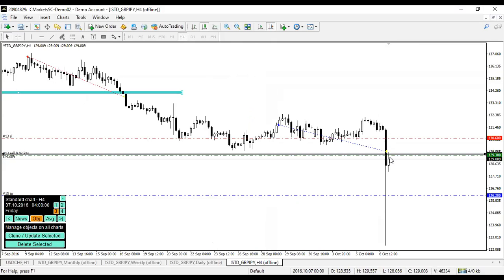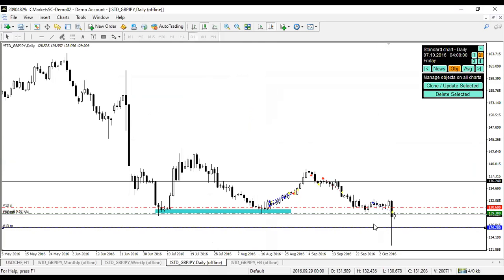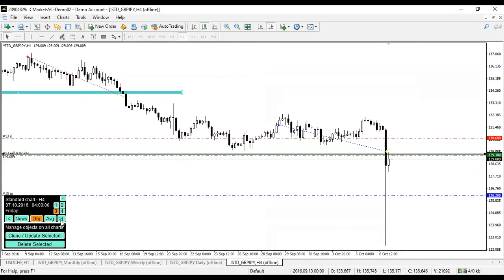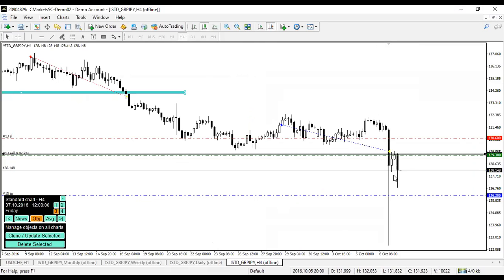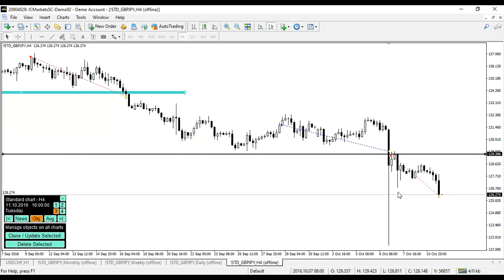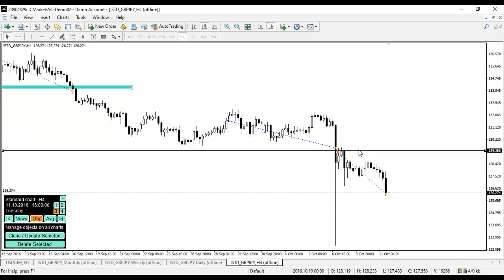As we see, price came back up to retest this level and created a resistance as well. This is how break and retest works. This candle broke the structure, and the next two candles came up to retest this level, and after that we have a strong bearish candle. Price goes all the way down and hits our target. This is how break and retest works.